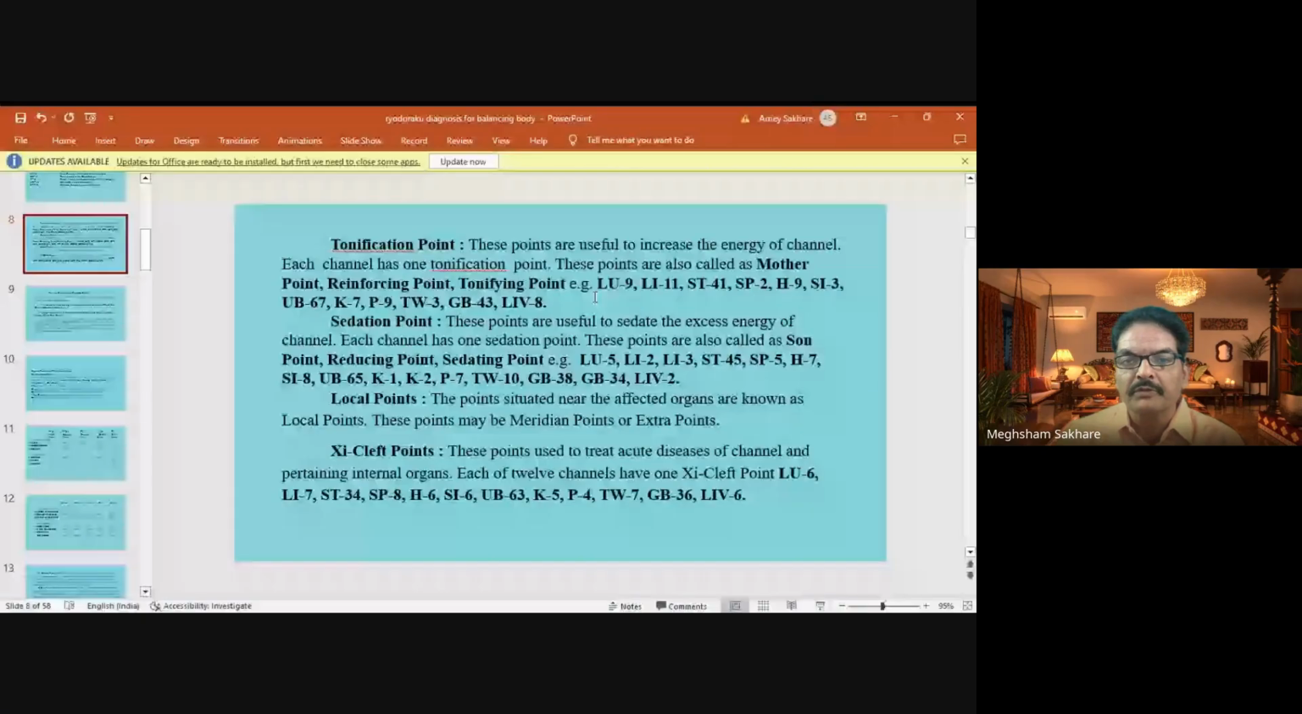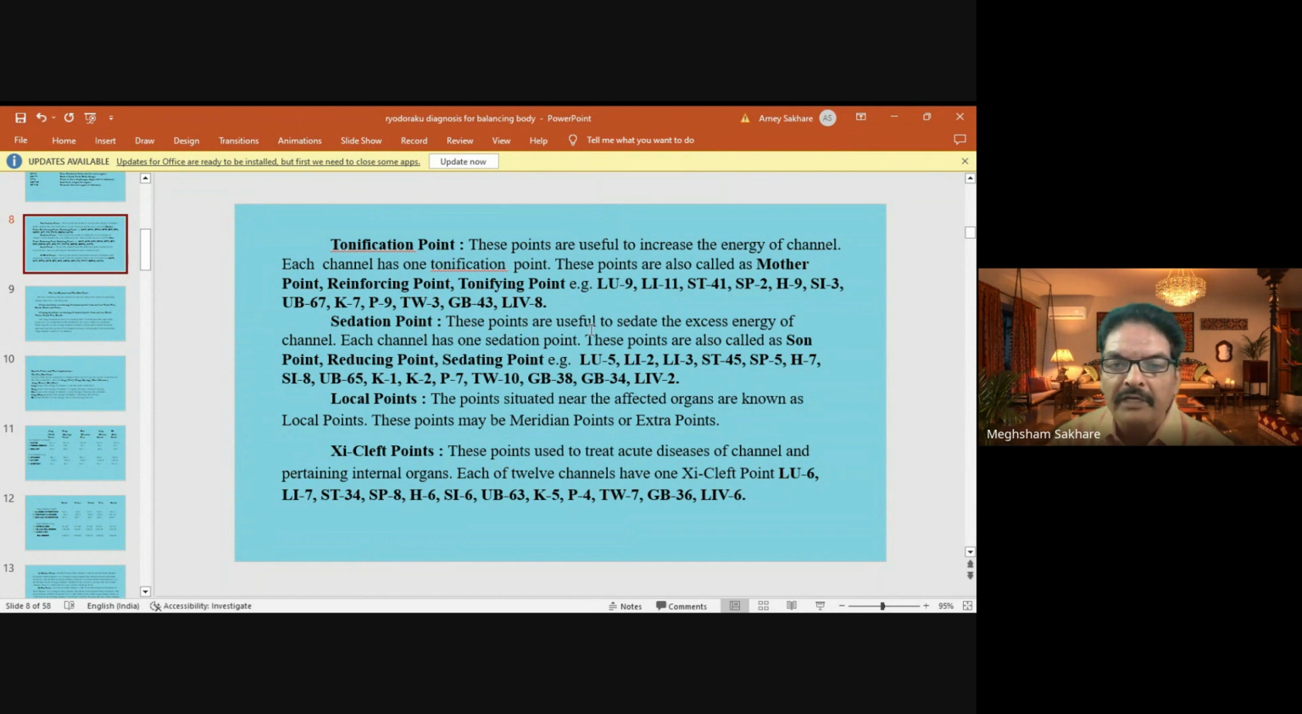Tonification points: these are the points used to increase the energy of the channel. Each channel has one tonification point. These points are also called mother point, reinforcing point, tonifying point. These points are lung 9, LI11, stomach 41, SP2, H9, SI3, UB67, K7, P9, TW3, GB43, and liver 8.